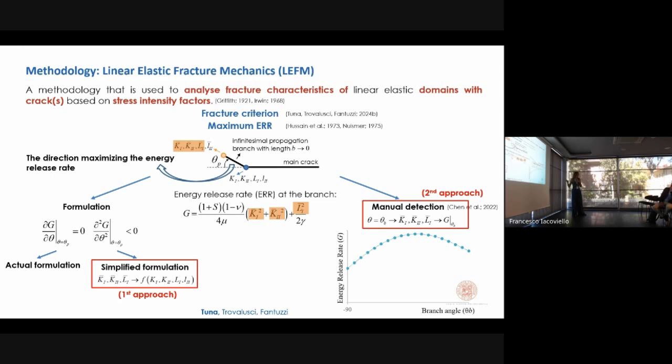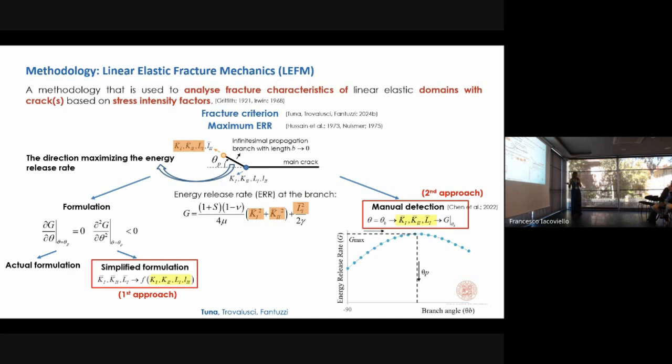Another way of finding it, which is new, is obtaining the energy release rate numerically. By changing the orientation of the infinitesimal branch and obtaining the energy release rate for each case, when we have enough data, we can directly find where the maximum energy release rate is, and the corresponding orientation, of course, gives the propagation angle. This is called the second approach, and it gives very close results to the actual formulation. We use this approach to check our results from the first approach.